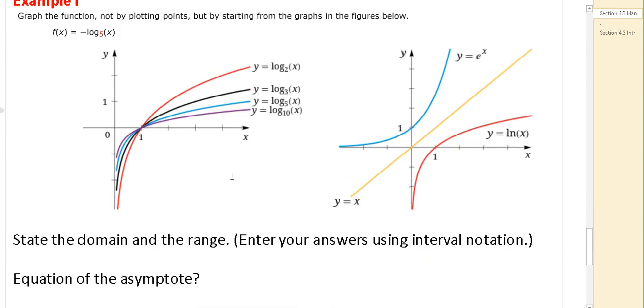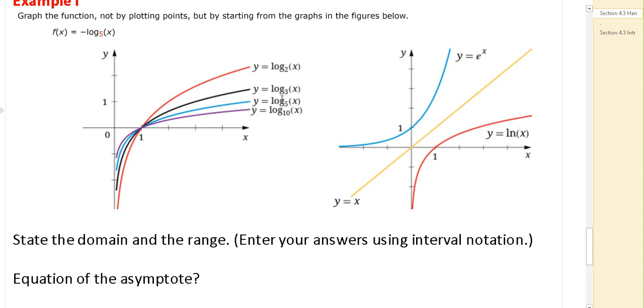So one last little bit here. It says graph the function not by plotting points, but by starting from the graphs in the figures below. And this one's kind of nice. They're showing you that e to the x and y equals ln of x are inverses of each other. And we'll talk more about ln of x coming up. Yeah, I probably could mention it now.